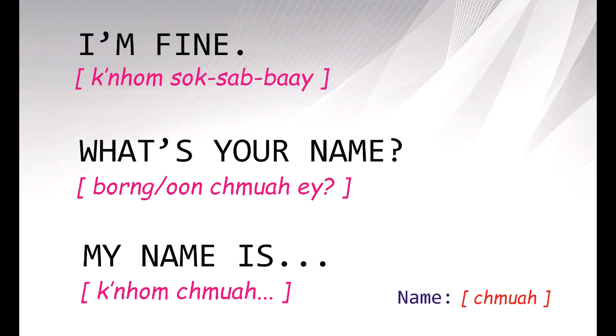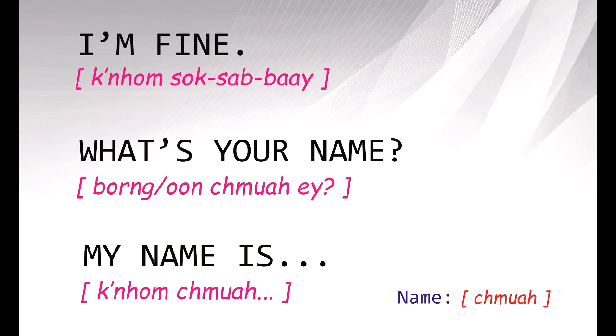Okay, second sentence, when you want to ask someone their name, what's your name? The sentence in Khmer we say bong or on. I told you already, when you use bong that person is older than you, when you use on that person is younger than you. So it depends on you. So what's your name? In Khmer you're going to say bong chmuh ai. Bong is you and chmuh is name and ai is what. So in English, what's your name, but in Khmer you have to say you name what.